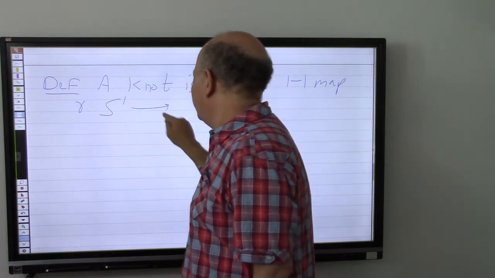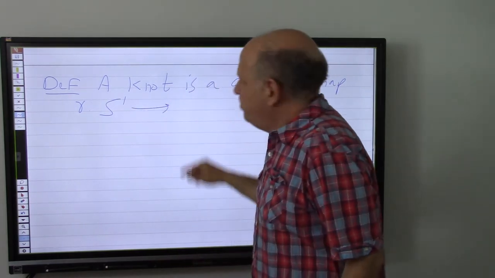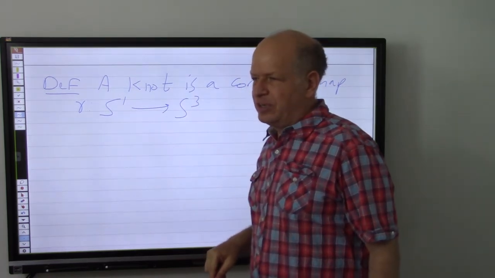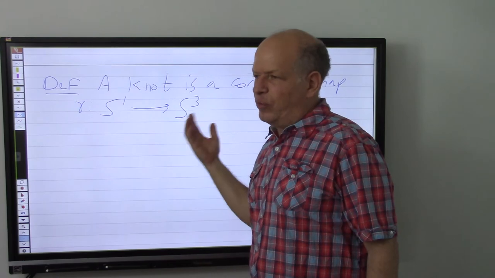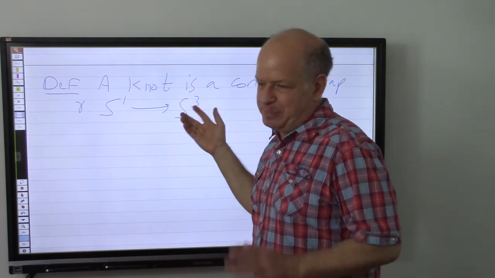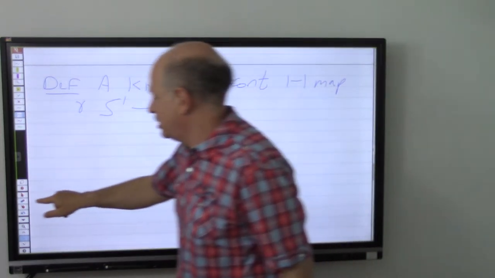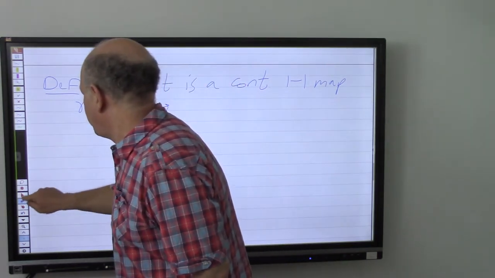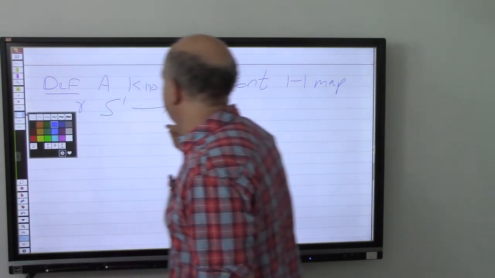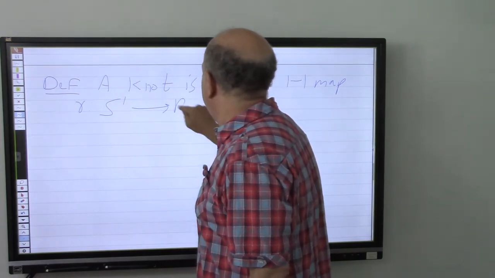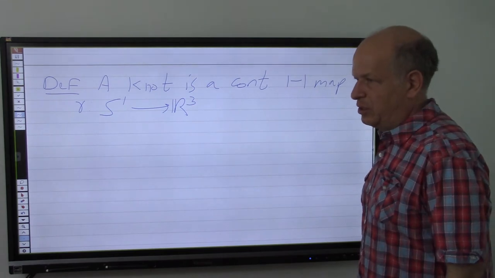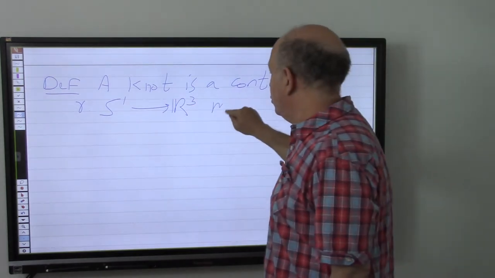into, well, fancy people say into the three-dimensional sphere, but if you add or remove one point from the target space, it turns out it makes no difference. So I will be non-fancy, and instead of going to the three-dimensional sphere, I will go into the three-dimensional R3. Okay? Modulo.